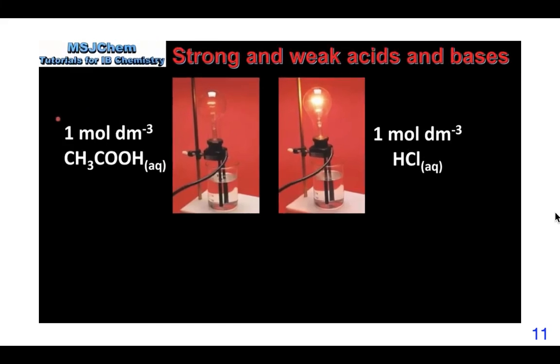So we'll start by looking at electrical conductivity. On the left, we have a 1 mole per decimeter cube solution of a weak acid, which is ethanoic acid. On the right, we have a 1 mole per decimeter cube solution of a strong acid, which is hydrochloric acid. If we look at the brightness of the bulbs, we can see that the bulb on the right is brighter than the bulb on the left. This means that the solution on the right, the strong acid, has a higher electrical conductivity than the solution on the left, which is a weak acid.